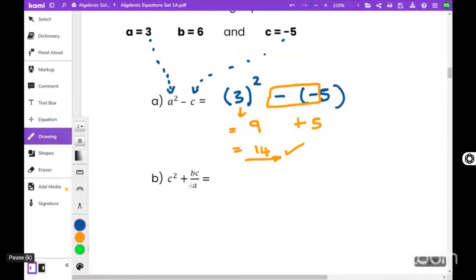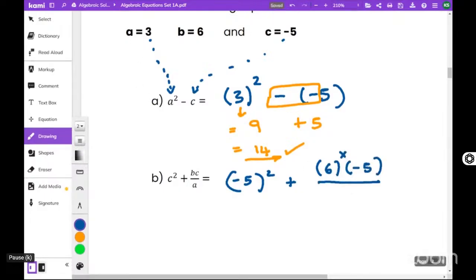All right, so for this question here, c is negative 5, but it's squared, right? So negative 5 squared. Now, negative 5 squared plus bc. Now b is 6 and c is -5. And whenever I put a bracket next to a number or a bracket next to a bracket, there's a hidden multiplication in between there. Okay. All right. And then I got 3 in the denominator, which is going to be here. So -5 times -5 is positive 25.